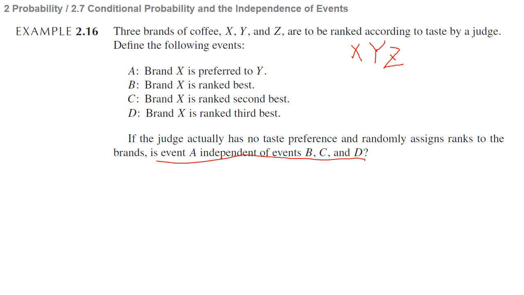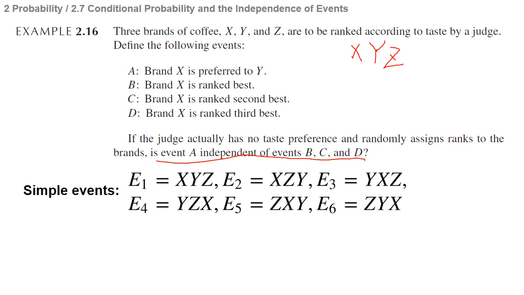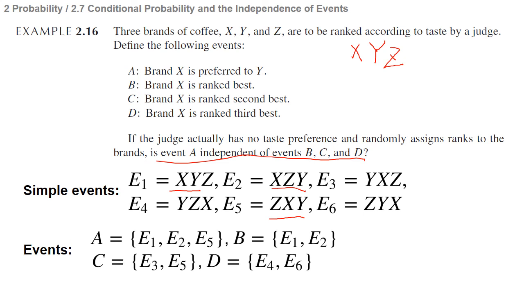Here, let's describe the simple events first. It's ordering three coffees. E1 is XYZ, E2 is XZY, E3 is YZX, and so on, all the possibilities for ranking X, Y, and Z. Now let's describe each event A to D. A is that brand X is preferred to Y, so X is ahead of Y. Which events have X ahead of Y? E1, E2, and E5. So the event A is E1, E2, and E5.